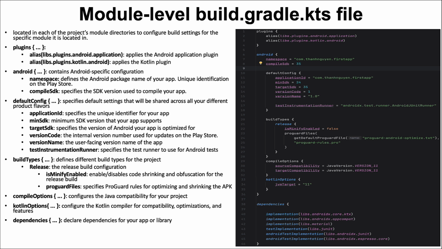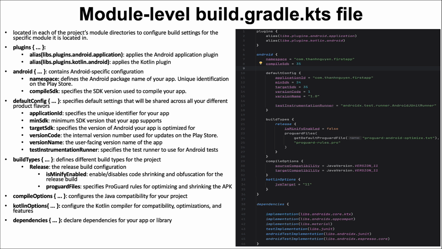The plugin block applies the Android application plugin, which allows you to build and package your Android app, and the Kotlin plugin for Android to enable Kotlin support. The Android block contains Android-specific configuration. Namespace defines the Android package name, namespace, of your app. It's how your app is uniquely identified on the Play Store and within Android. The Compile SDK specifies the SDK version used to compile your app.